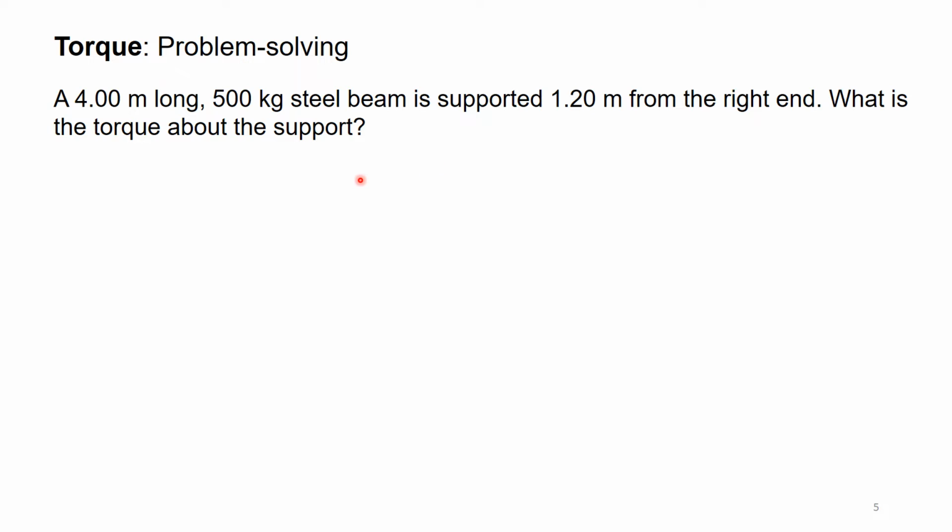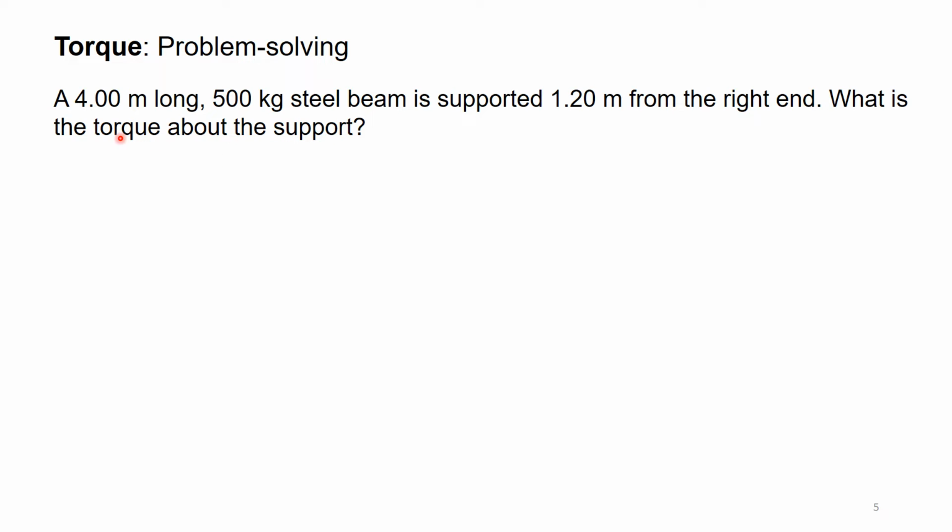So let's do this problem involving torque. We are given a 4-meter long, 500 kilogram steel beam. So we are given the length of the beam and the mass of the beam, and the beam is supported 1.2 meters away from the right end. We are trying to calculate the torque around the support.